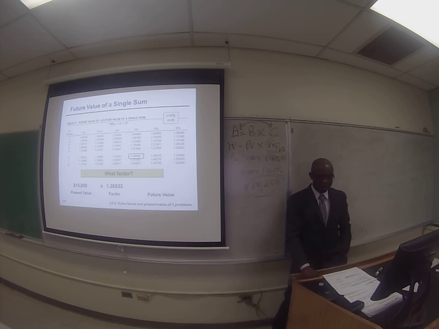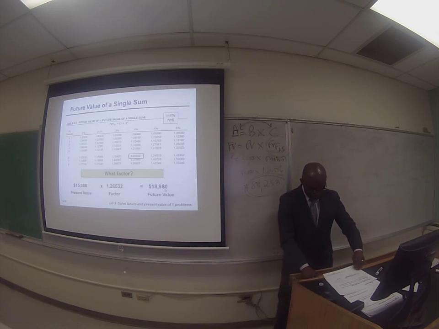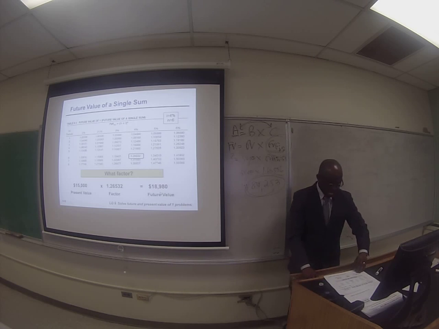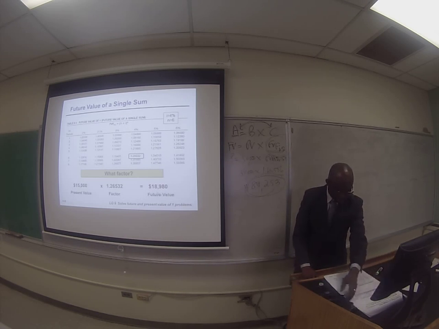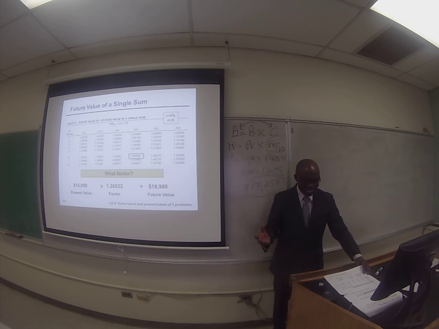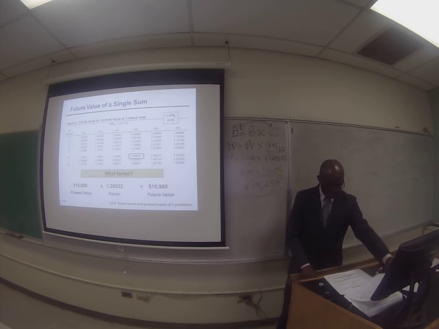So we multiply that by 15,000, that will give us 18,980. So as you can see, the interest here is higher than when it was compounded annually. When it was compounded annually, we came up with 18,896. Here we have 18,980.